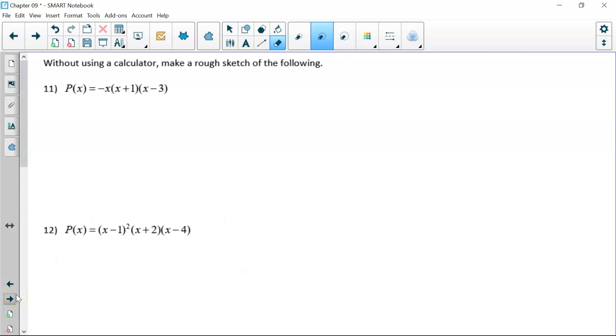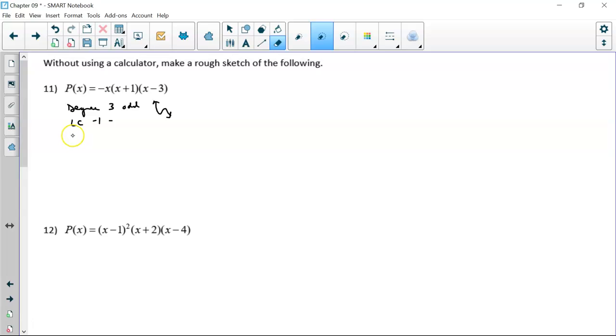So here's some more making a sketch. You can see our degree. Count the x's 1, 2, 3. Leading coefficient is a negative 1, so it's negative. So it's odd and negative. It's going to have a shape that looks like this.